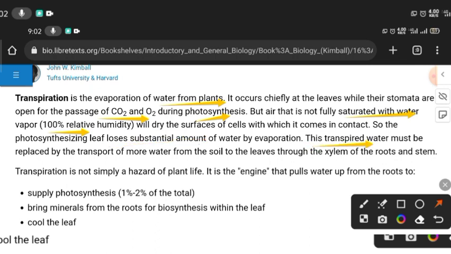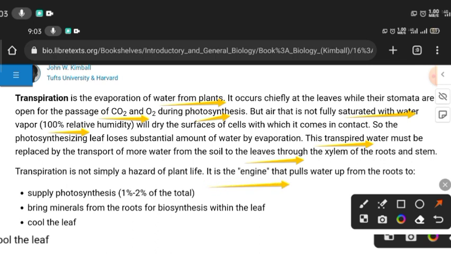This transpired water must be replaced by the transport of more water from the soil to the leaves through the xylem of root and stem. Transpiration is not simply a hazard for plant life.